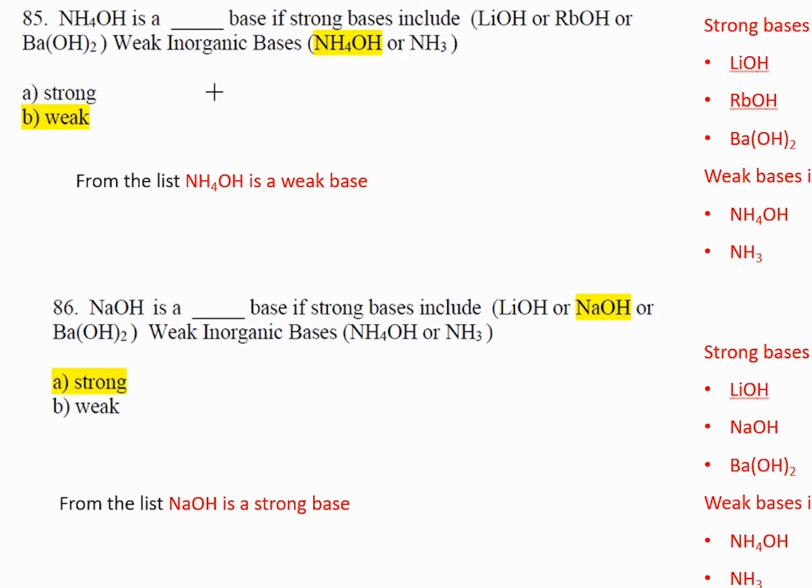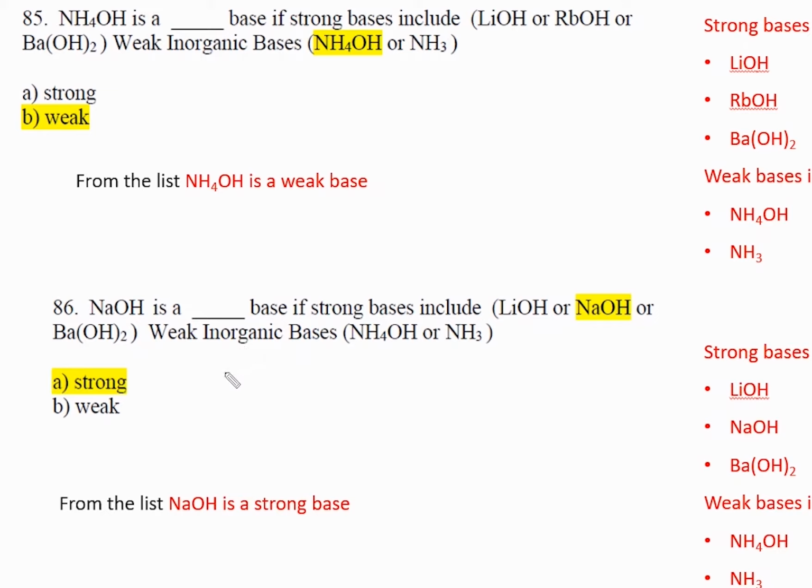Question 85. We're supposed to identify whether ammonium hydroxide is a strong or weak base. In the list of strong bases, we have lithium hydroxide, rubidium hydroxide, and barium hydroxide. In the weak bases, we have ammonium hydroxide and ammonia. So definitely, ammonium hydroxide is a weak base.